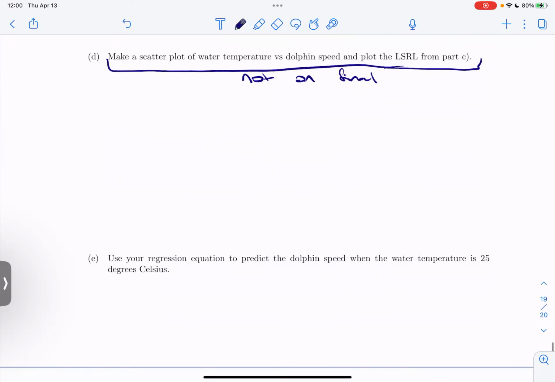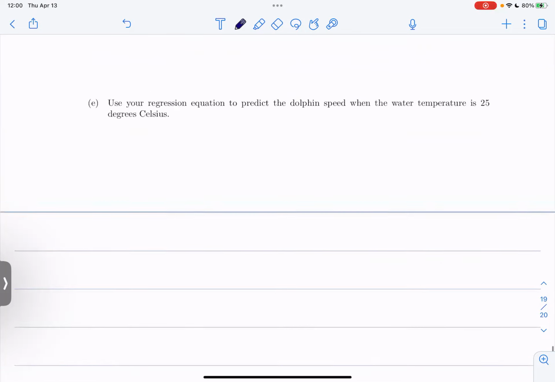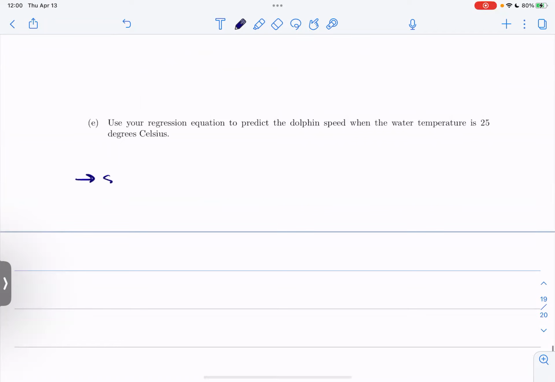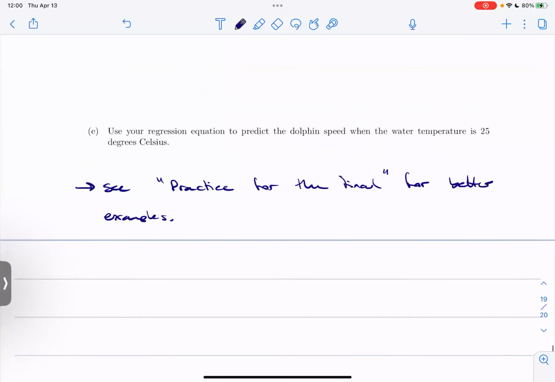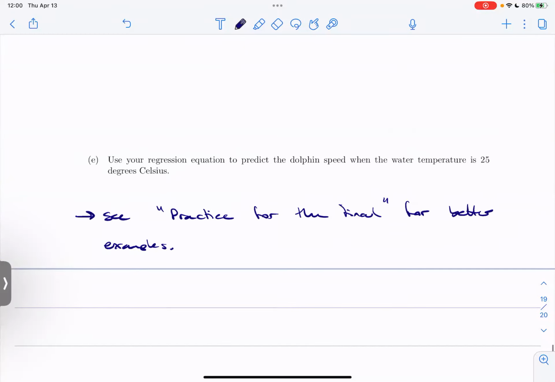But you do have to do, so I would probably have a look at those practice for the final ones that I posted instead. And then predict. See practice for the final for better examples, or more appropriate to what I'm going to ask you.